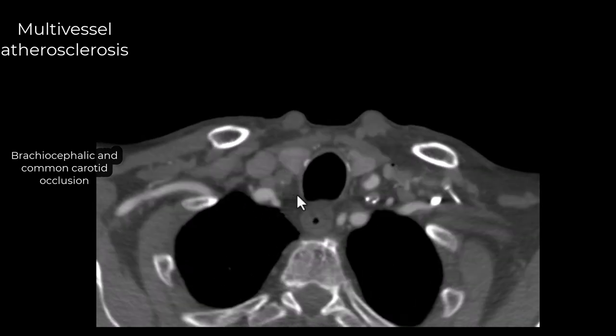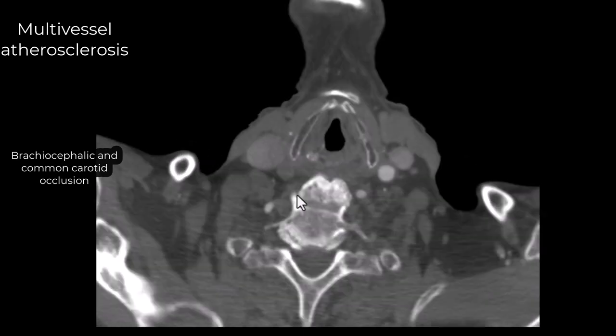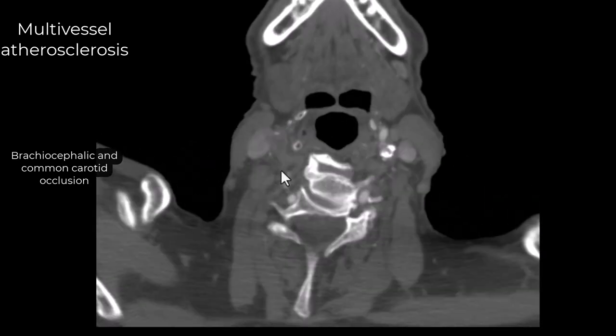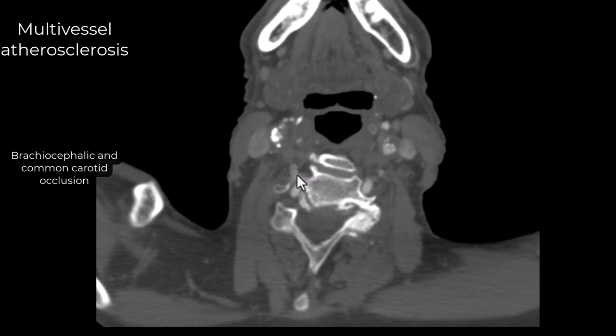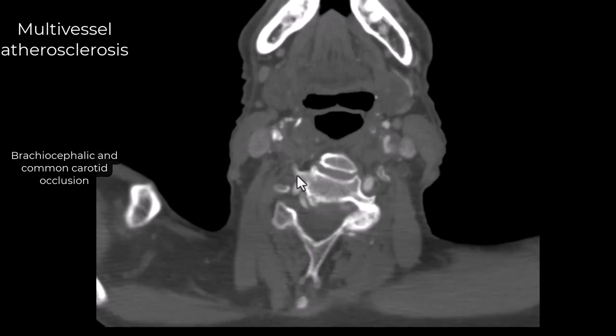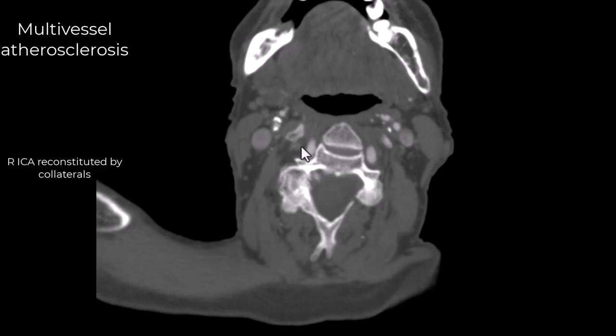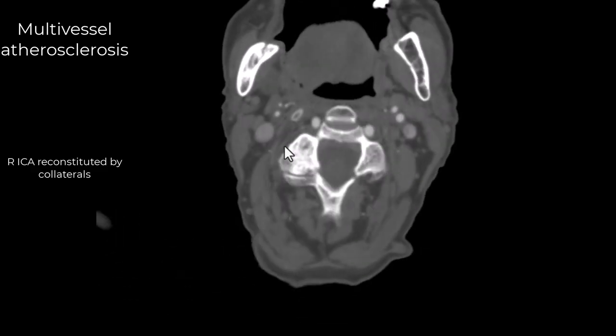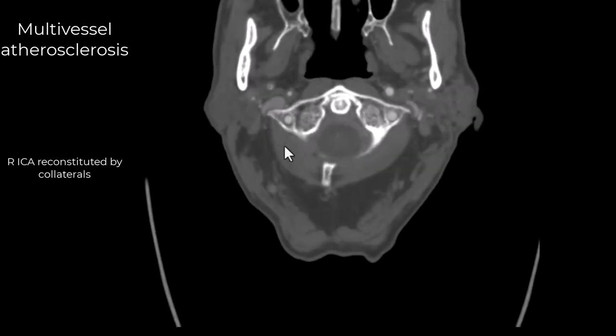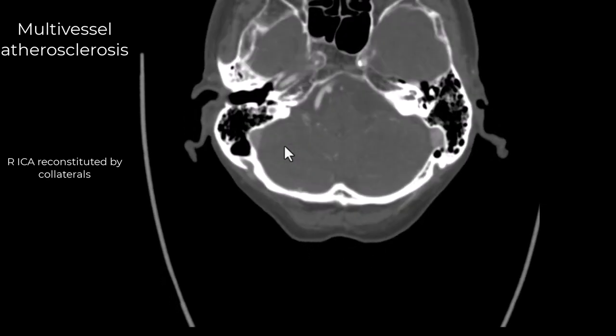Let's continue on the right common carotid artery, which is occluded, and we get to the area of the carotid bulb where we see dense atherosclerotic plaques, some external carotid branches, and now the internal carotid artery is filling with a small caliber, but is being reconstituted by external carotid branches.